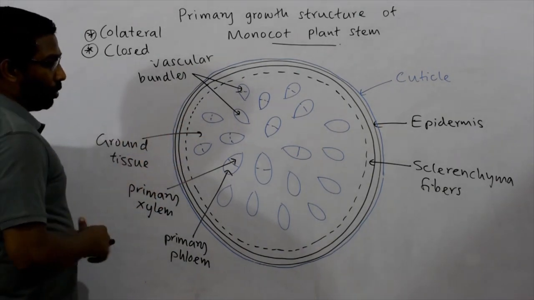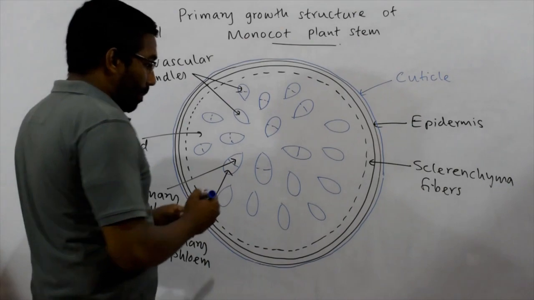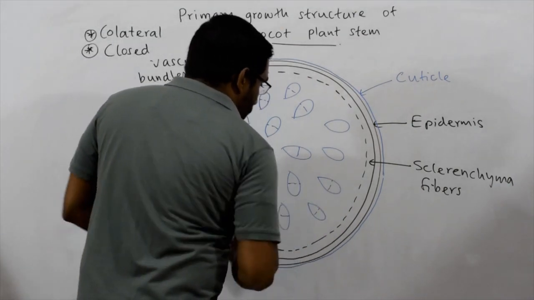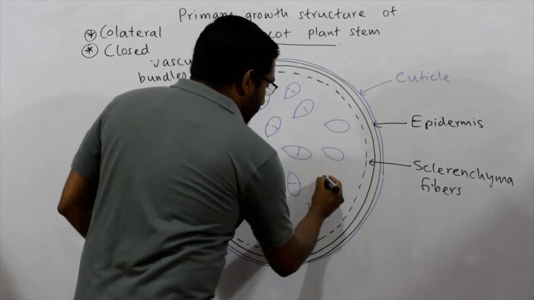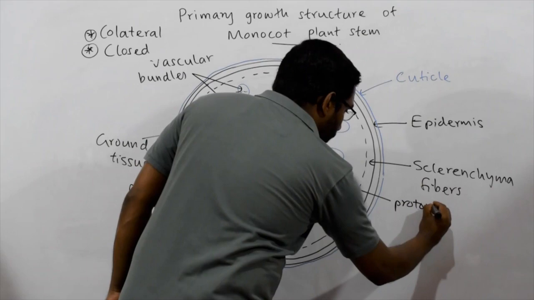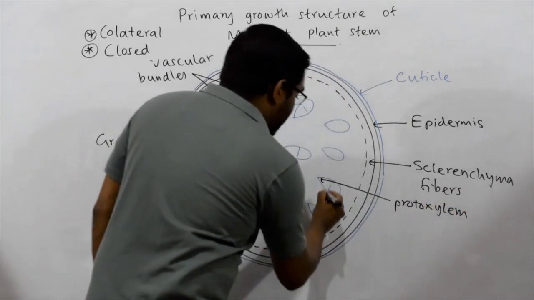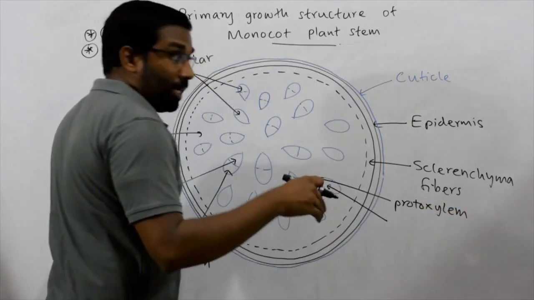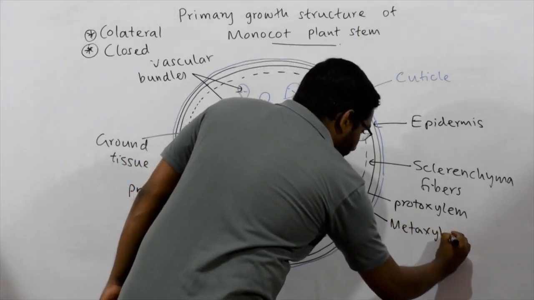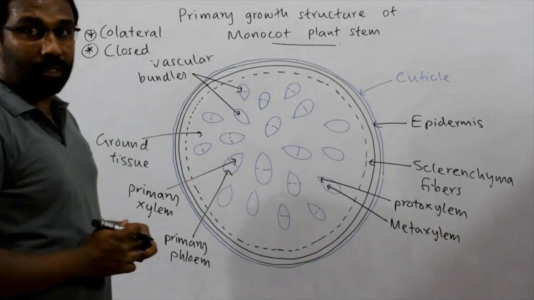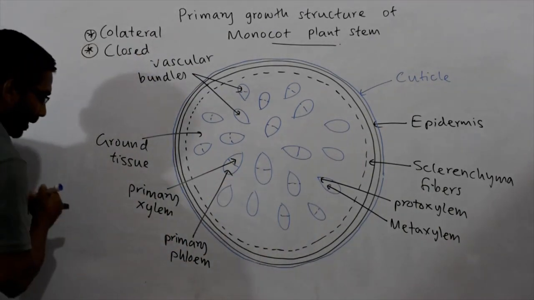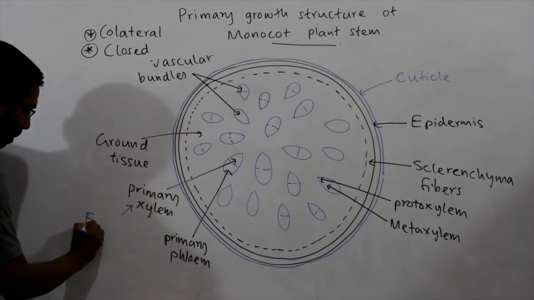If you consider primary xylem, you know that it has two regions based on the origin, protoxylem and metaxylem. In this primary xylem, protoxylem, which originates first, is arranged towards the medial side. So this is protoxylem. Metaxylem, which originates later, is arranged towards the periphery. Therefore, since protoxylem is arranged towards the medial side, this can also be termed endarch xylem.